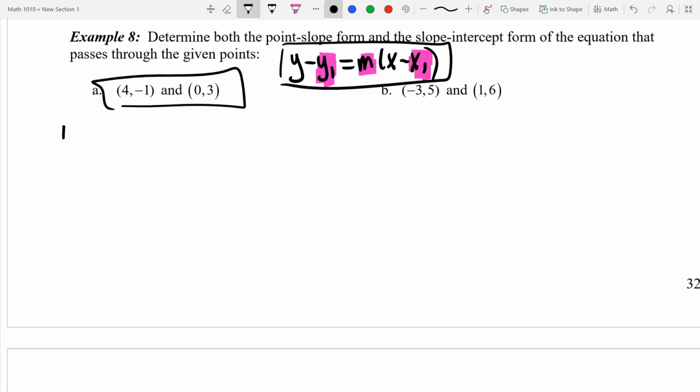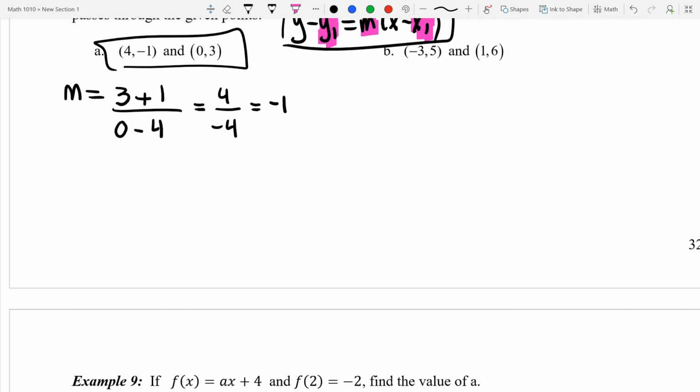Well, let's do it. Everybody go, m equals 3 minus a negative 1. Minus a negative 1 is a plus 1. On the bottom, 0 minus 4. 3 plus 1 is 4. 0 minus 4 is negative 4. My slope is negative 1. Now, when I use the point, I have a question for you. Does it matter which point I use? Come on, guys. Doesn't matter. It does not matter. So I always just choose the easiest one. Which one looks easier? The point 0, 3 looks a lot easier to me than the other one.